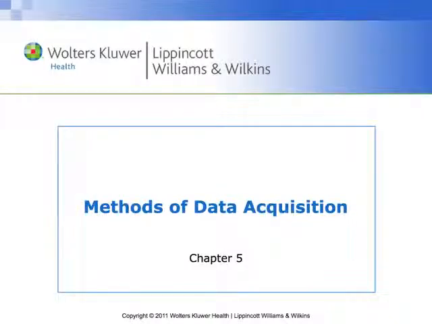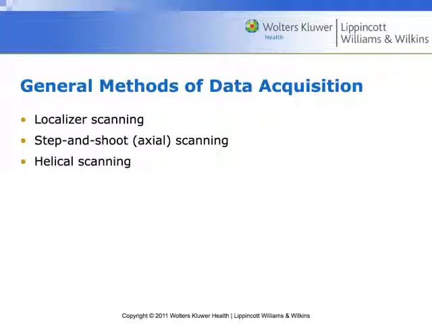Okay, let's talk just a little bit about methods of data acquisition. In general, what we're talking about is localizer scanning. Maybe we'll address axial scanning, which is an older form of scanning that we still use for some procedures now, and then the bulk of what we do is helical.